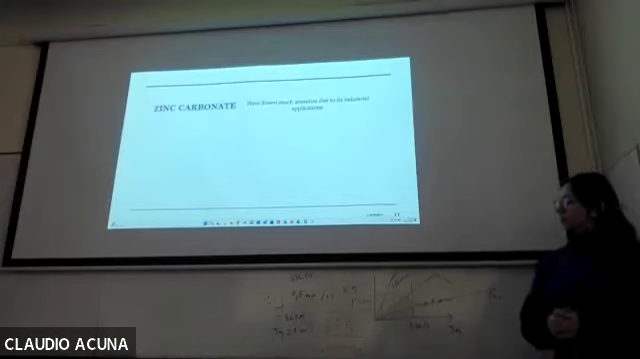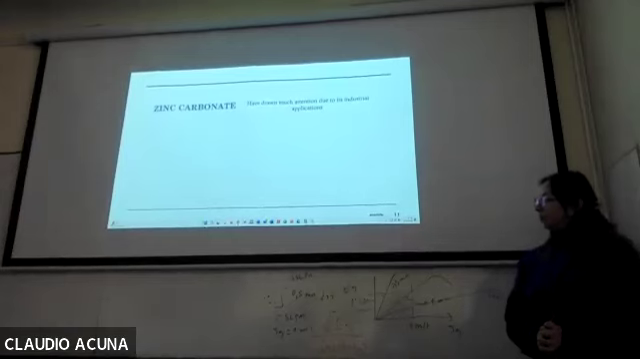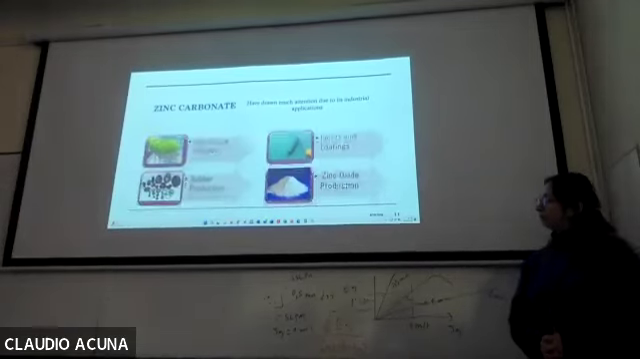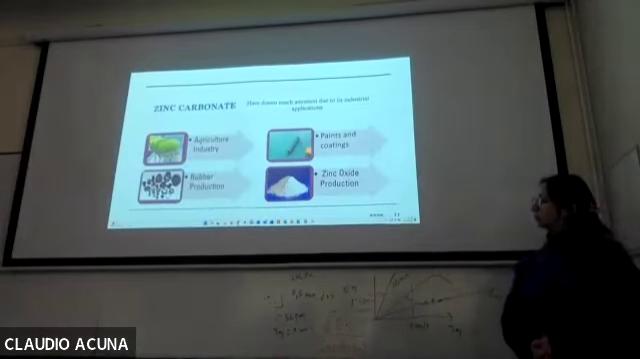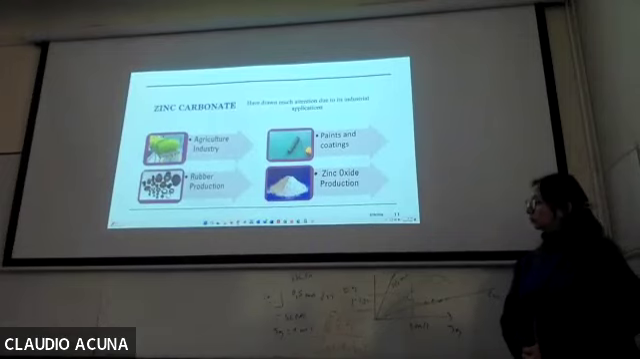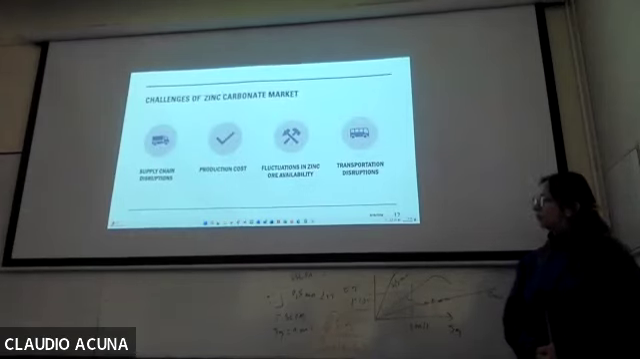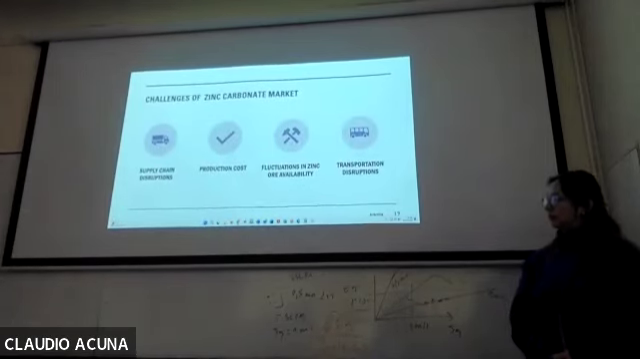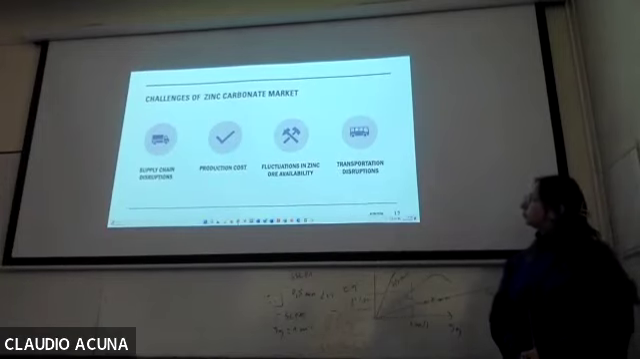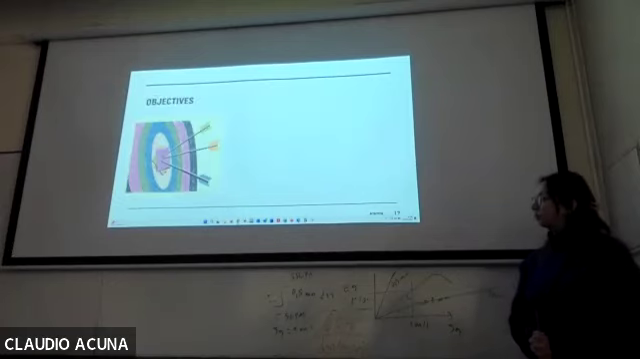For our team, we are interested in the production of zinc carbonate. It has drawn much attention due to its industrial applications, such as the agricultural industry, rubber production, paints and coatings, and also as a raw material for zinc oxide production. These are the challenges for the zinc carbonate market: supply chain disruptions, product costs, fluctuation in zinc ore availability, and transportation disruptions.